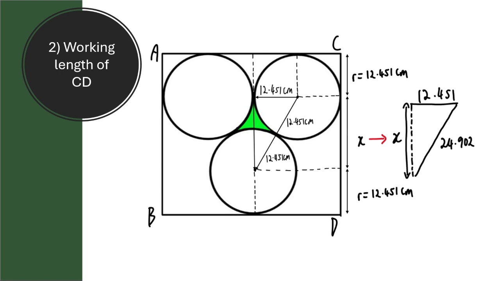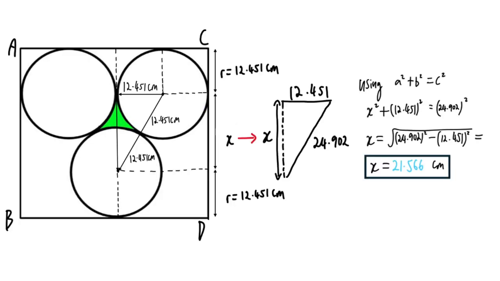Moving on to our second step, we're going to construct another triangle within that circle slash rectangle, but this time it's a right-angled one. This is to ensure we can work out the value of CD. We're already given that r is equal to 12.451, and we can translate a dotted line parallel at the top and bottom, as you can see, to be 12.451. Then we can construct the right-angled triangle I mentioned earlier and use Pythagoras to work out the missing side length x, which is the missing length in CD. Once we do that, we get x to be 21.566 centimeters.